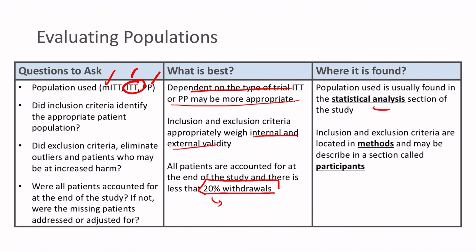So for the population used, like the ITT versus PP, that's actually going to be found in statistical analysis. Inclusion and exclusion criteria are usually located in the methods section with participants. For the withdrawal rates, that's usually in the displacement chart. So that's that flow diagram that will say we started with this many patients, this many excluded, this many excluded.